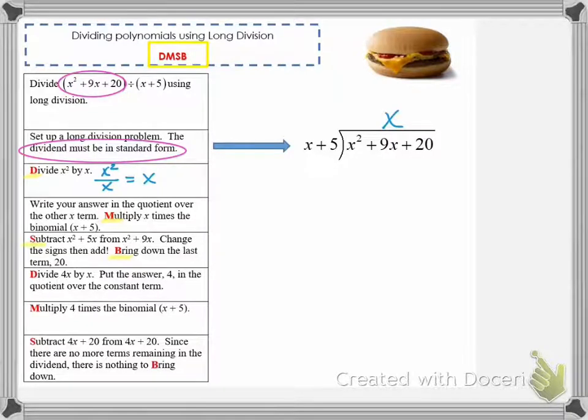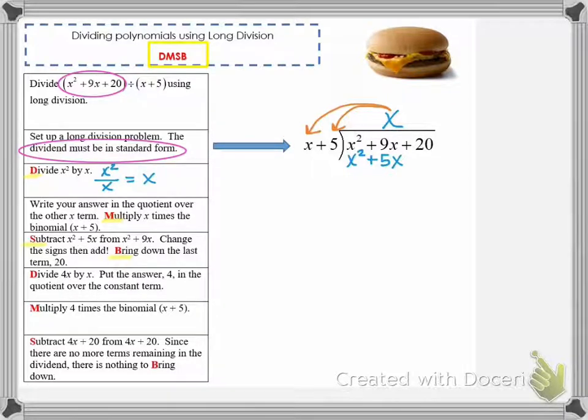Okay, now what I'm going to do is M, that's multiply. So I'm going to multiply the x times the binomial x plus 5. This x that I just got when I divided x squared by x, now I'm going to distribute to the binomial x plus 5. So I'm multiplying by my divisor. Well, x times x gives me x squared, and then x times 5 is 5x, so I get x squared plus 5x.